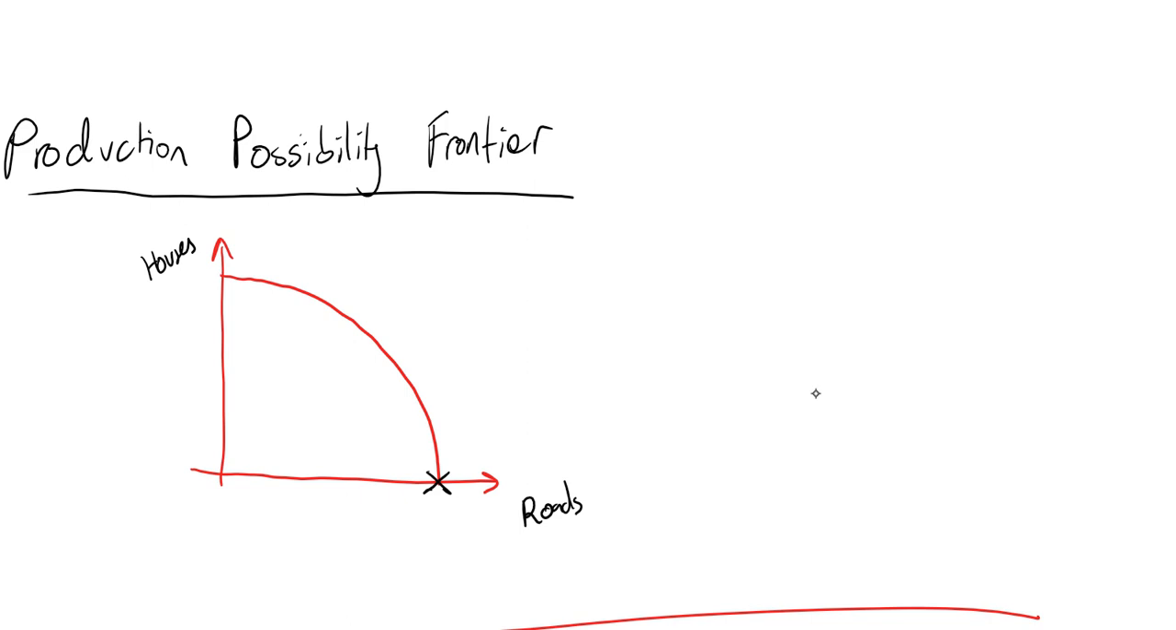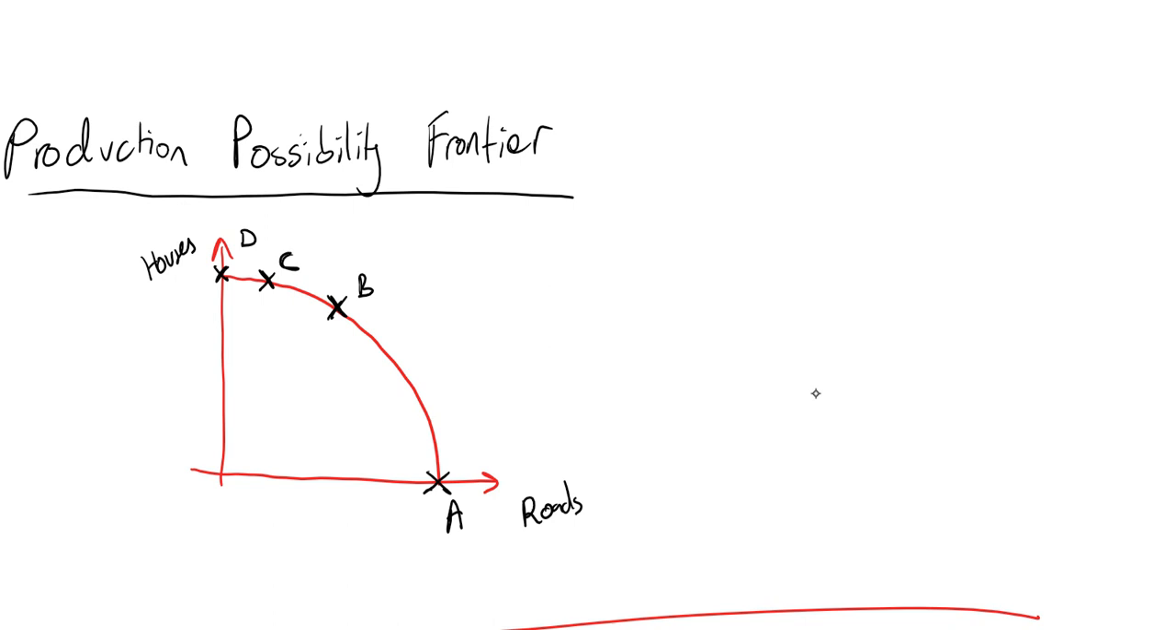So this is your first point, point A. This is your second point on the frontier, point B. This is the third point, point C, and then finally point D. So let's analyze these points.